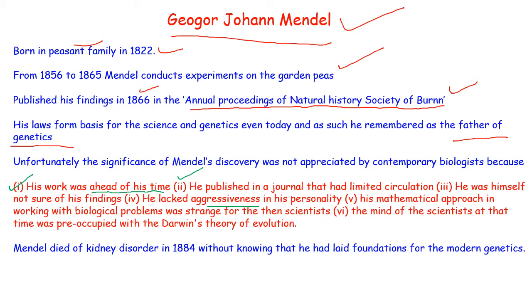And the most important reason was that at that time Darwin had proposed his theory of evolution, and every scientist was preoccupied with Darwin's theory. So Mendel's findings received very little attention. Finally, Mendel died of a kidney disorder in 1884 without knowing that he had actually laid the foundations for modern genetics.